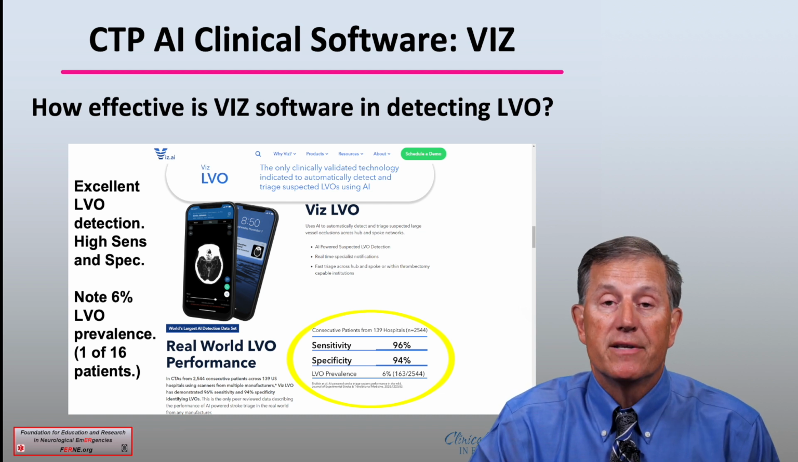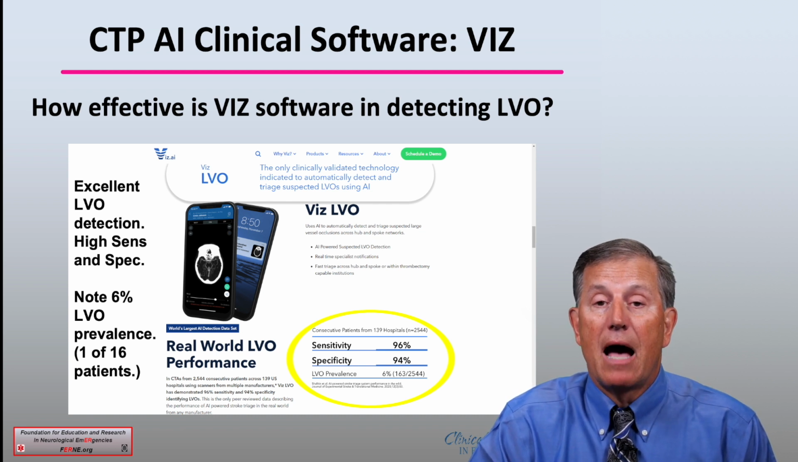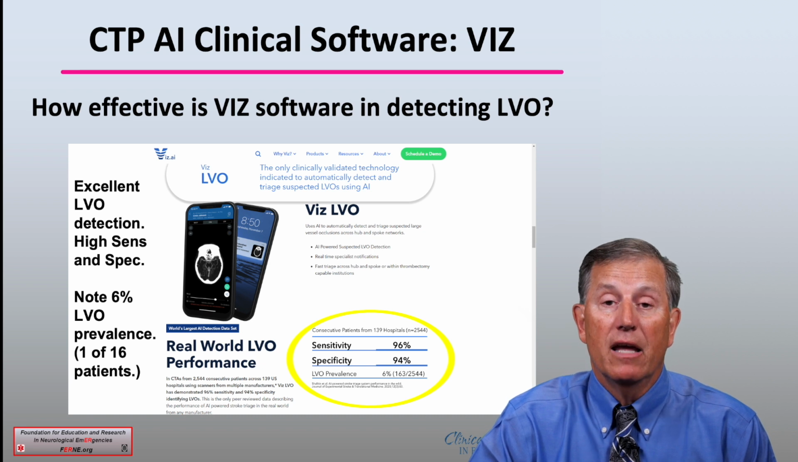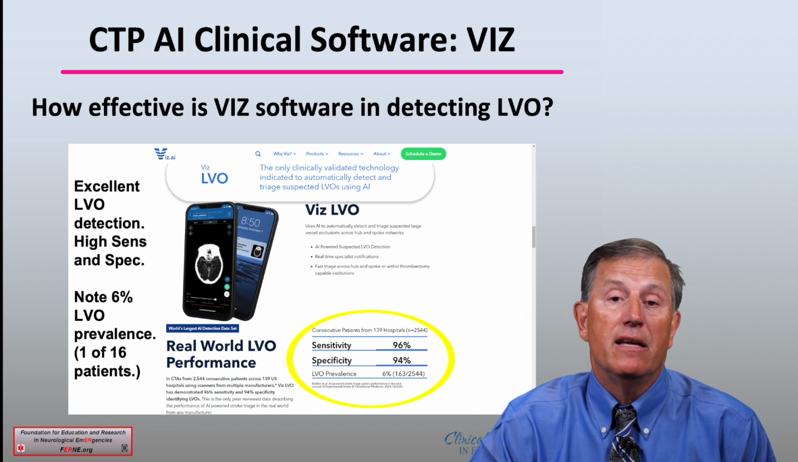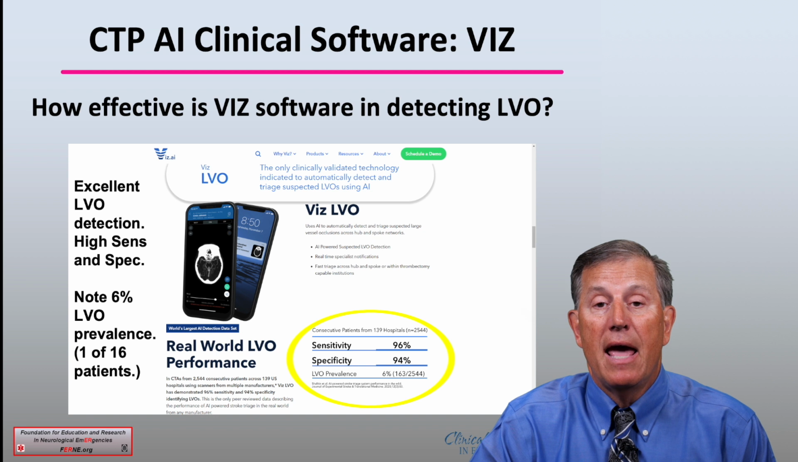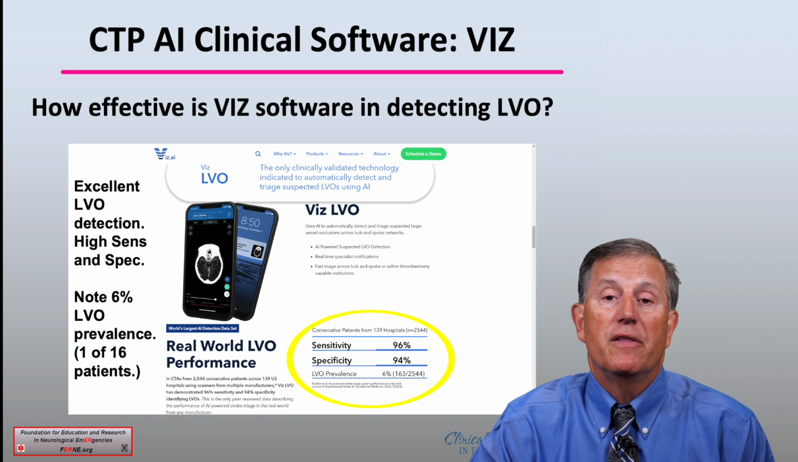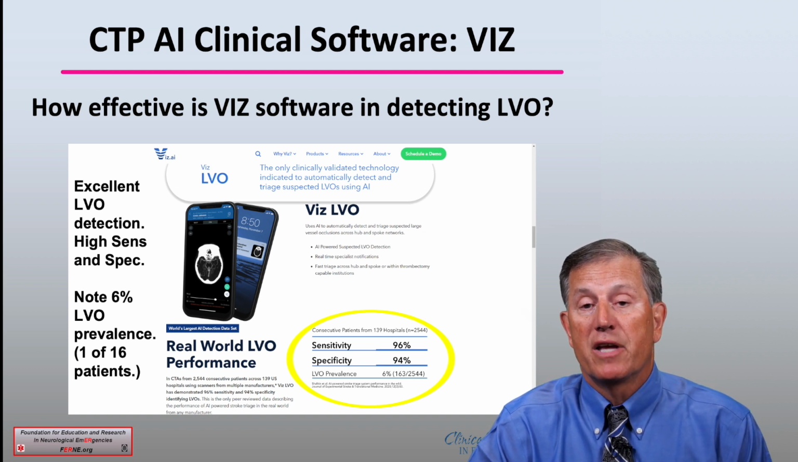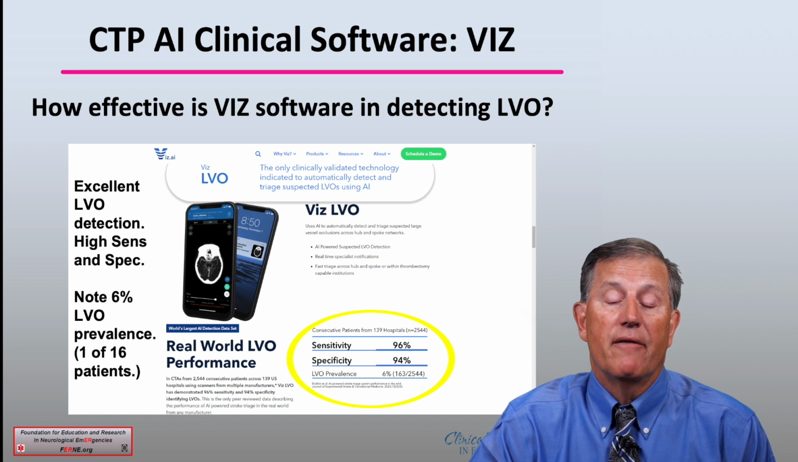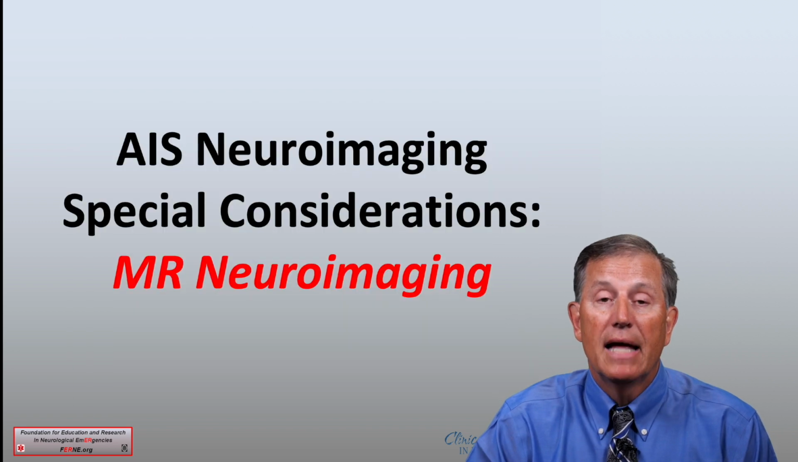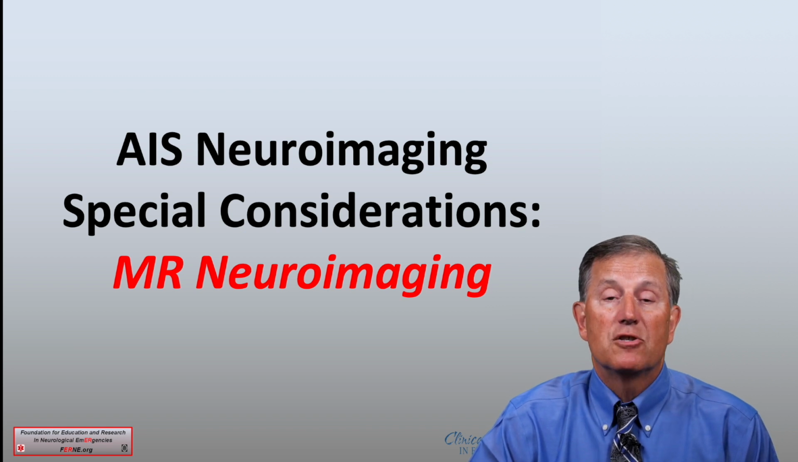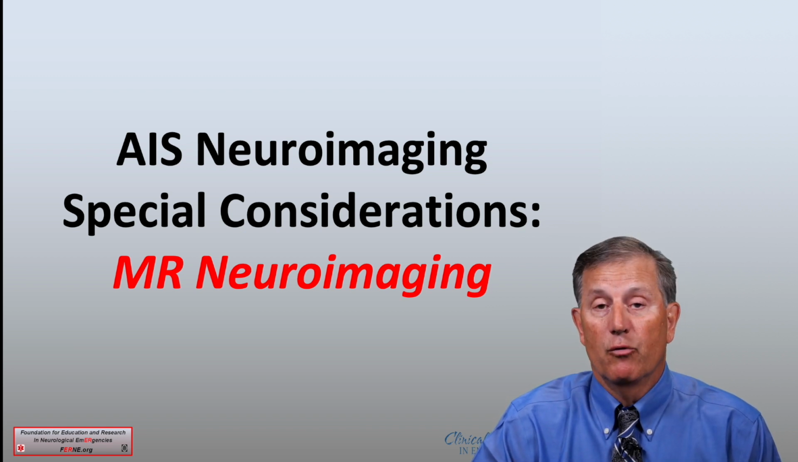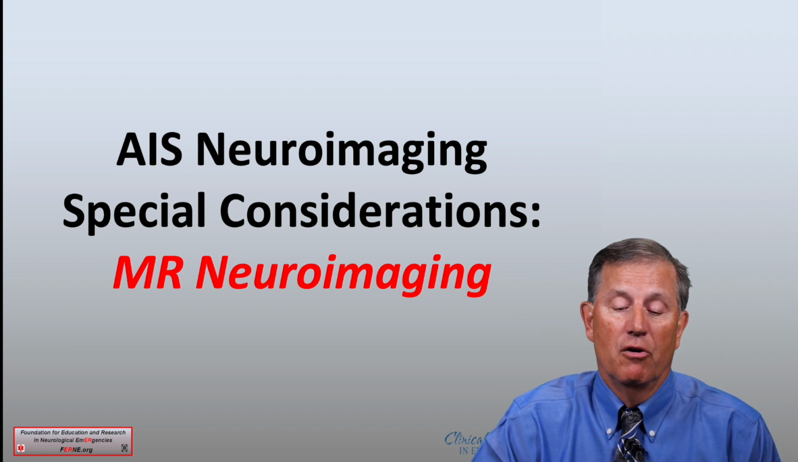The point here is LVOs may not be as common as you might think in stroke patients, but when they do occur, you ought to be able to determine them using a simple non-contrast CT and a VAN assessment, and you should be able to aggressively treat them if their NIH stroke scale is over the higher 7 to 9 range. Let's talk about some special considerations in AIS neuroimaging.